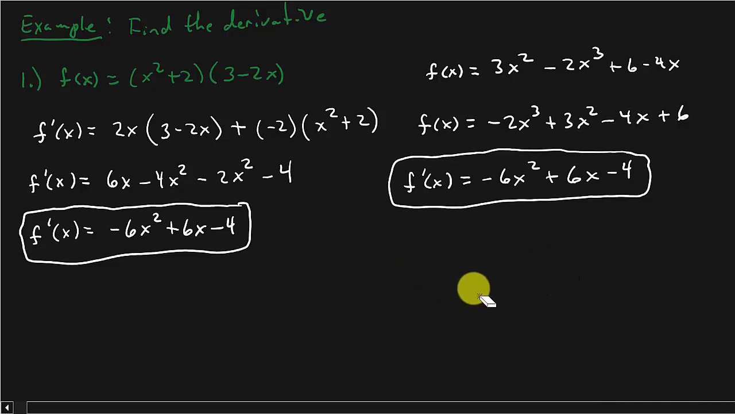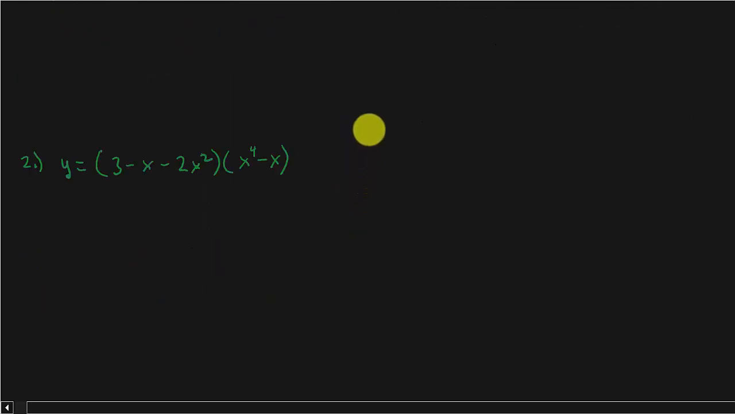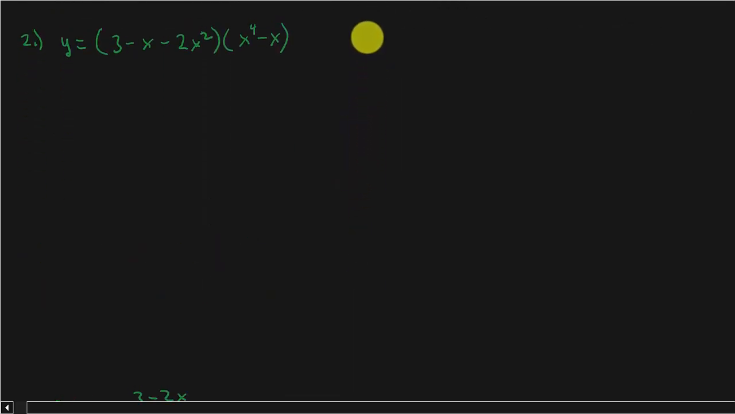And then, as you get more and more into calculus and you get better at it, if you want to multiply that out, that's fine. But for now, use the product rule. All right, so let's look at this. Here's my first function. Here's my second function. So y prime, the derivative of the first: the derivative of 3 is 0. The derivative of negative x is minus 1. The derivative of minus 2x squared is minus 4x. So that's the derivative of this first function here.